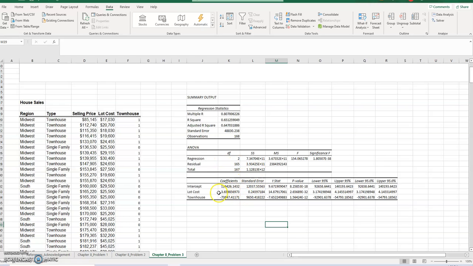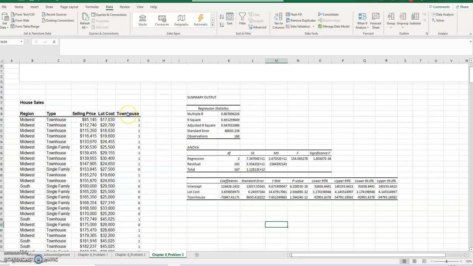So what would the model be here? There's your intercept, so intercept plus 3.66 times lot cost minus 73,847 times townhouse. Now, in this case, since you're using the townhouse as the value of 1 and the single family as 0, you can see what's going on here. If you were to estimate the selling price of a certain home and you are buying a townhouse, you would multiply townhouse by 1, and basically you're subtracting $73,000 from the overall cost. The assumption there would be that the townhouse costs less money to build than a single family home.